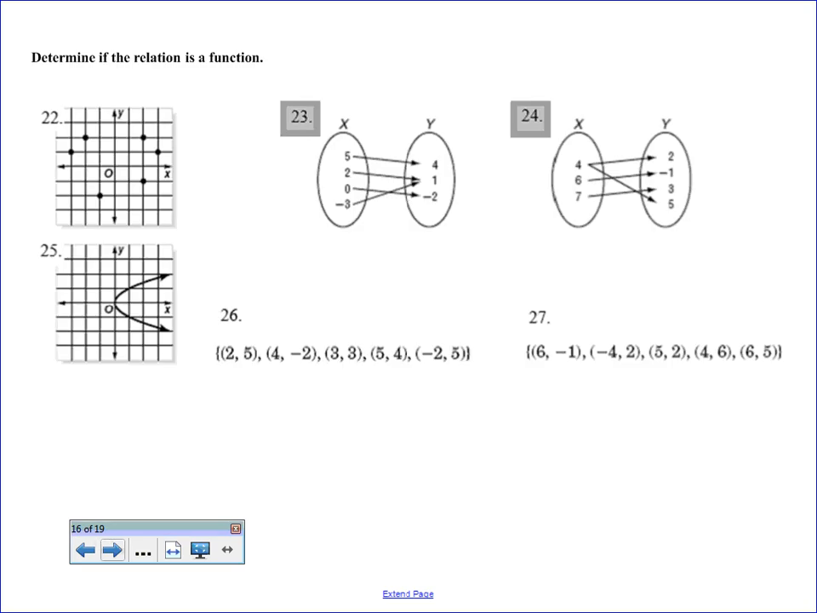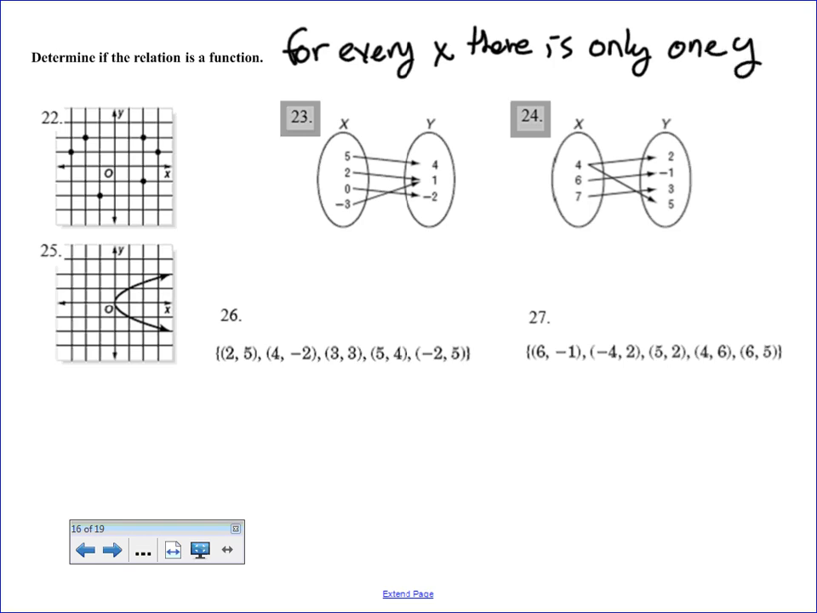All right, determine if the relation is a function. A relation is a function if for every x there is only one y. And so when we look at a graph, the easiest way to determine that is to do what's known as the vertical line test. If we draw a vertical line and then we run it through the function, if we ever intersect more than one point, we got a problem. Well, on number 22, you will see here, we got a problem. So this is not a function.